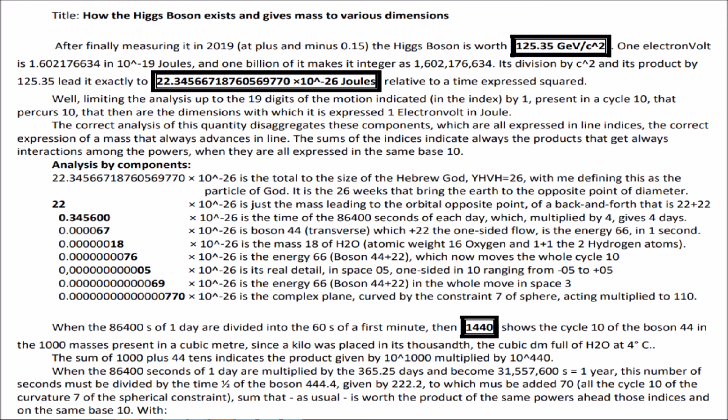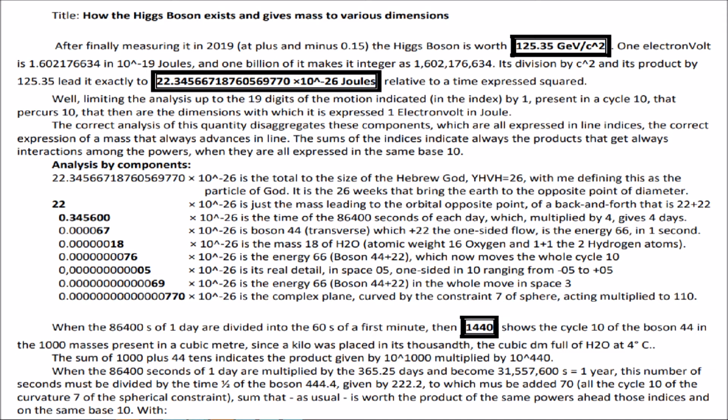When the 86,400 s of one day are divided into the 60 s of a first minute, then 1440 shows the cycle 10 of the boson 44 in the 1,000 masses present in a cubic meter. Since a kilo was placed in its thousandth, the cubic dm full of H2O at 4 degrees Celsius. The sum of 1,000 plus 44 tens indicates the product given by 10 to the power of 1,000th multiplied by 10 to the power of 440th.